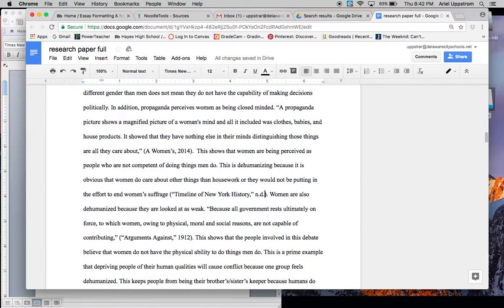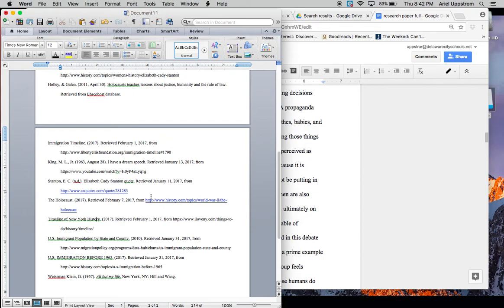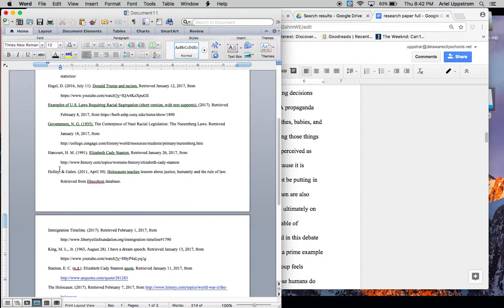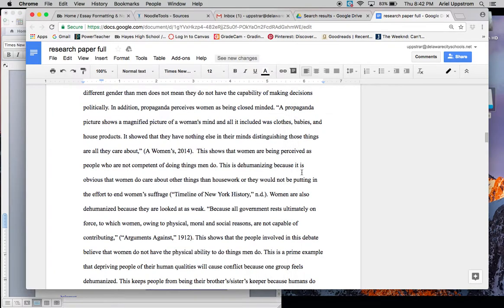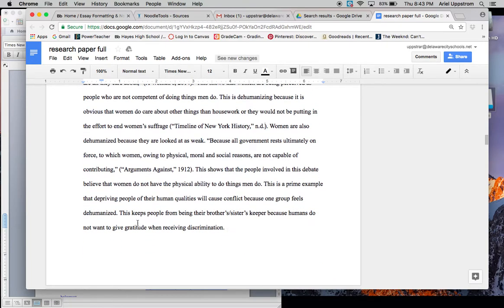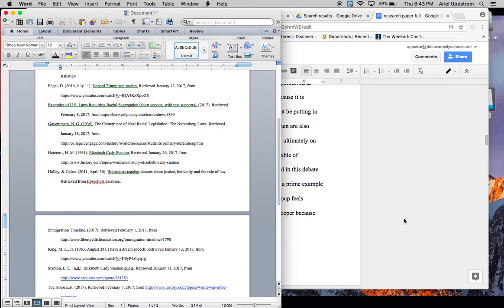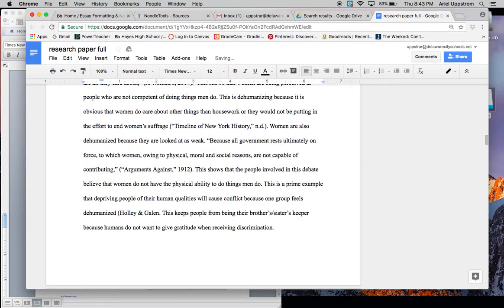Now, if your resource has several authors, for example, this one, Holly and Gallen, that is how you would cite it in text. Let's pretend this sentence came from there, or information from that sentence. I put parentheses. I put the first name that shows up. I use an ampersand, which is that symbol, not the word and, the second person's name. And then a comma and the date.